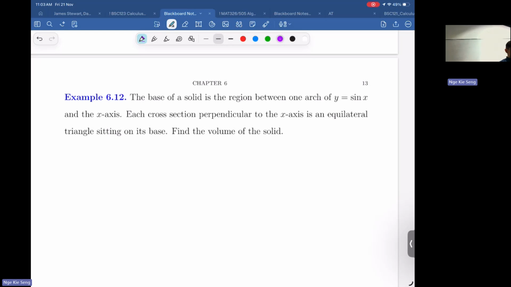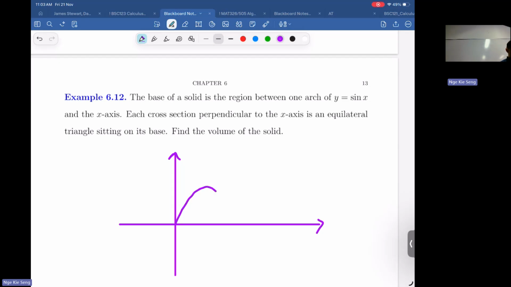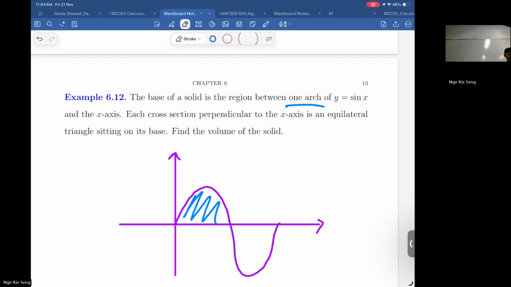Okay, so what's the base here? The base here is controlled by y equals sine x, so y equals sine x like this, and the x-axis. Potentially it is all of these, but it just says take one of them, and that is enough. And each cross section perpendicular to the x-axis is an equilateral triangle.